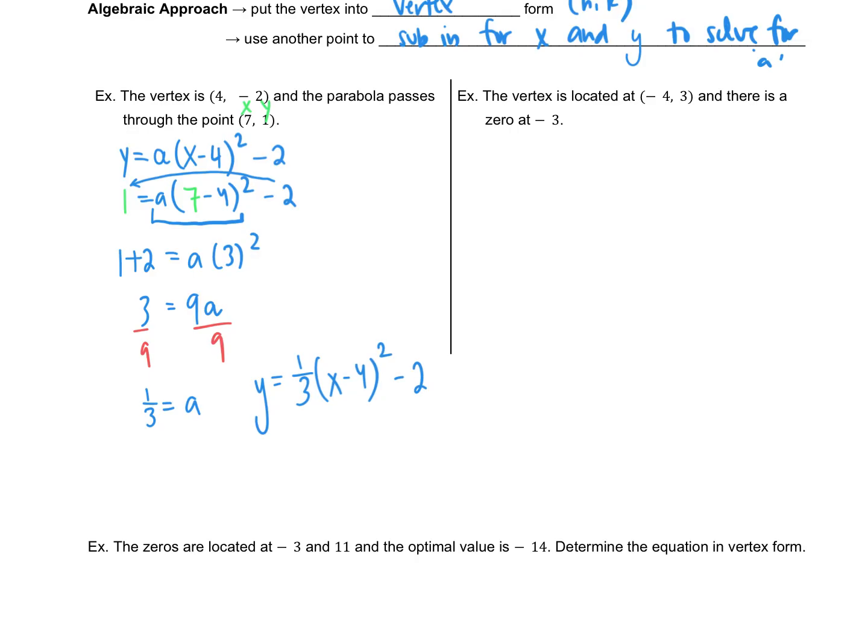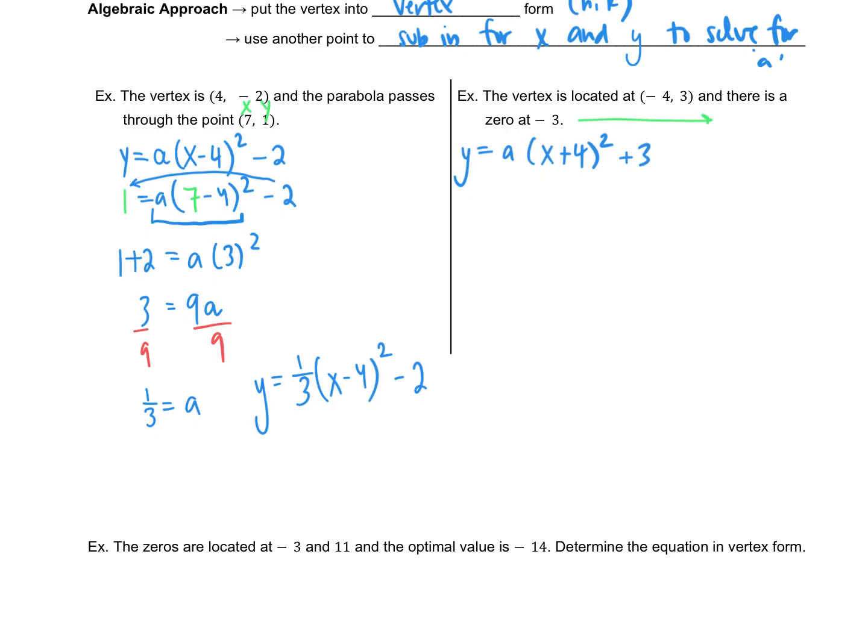Let's try another one. The vertex is located at negative 4, 3, and there is a 0 at negative 3. Now, I don't care about the 0 being there. It's not enough to use factored form because I don't have both zeros. Although in reality, I could find the other 0 because I know my axis of symmetry, but we are focusing on vertex form for this question. So first, the vertex is coming in. Axis of symmetry is -4, so x plus 4 squared, and then optimal value of +3.